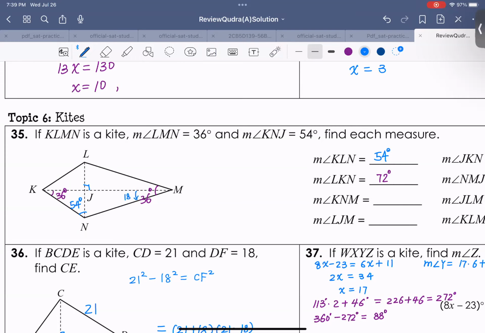If this piece is 18, then how much is here? 90 minus 18. Yes. And that's 72. And then these two added together? 126. Yes. So far, so good? Yeah. And then LJM. This will be? 90. Yes.